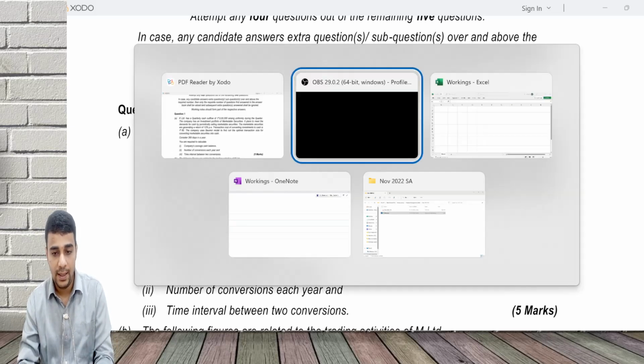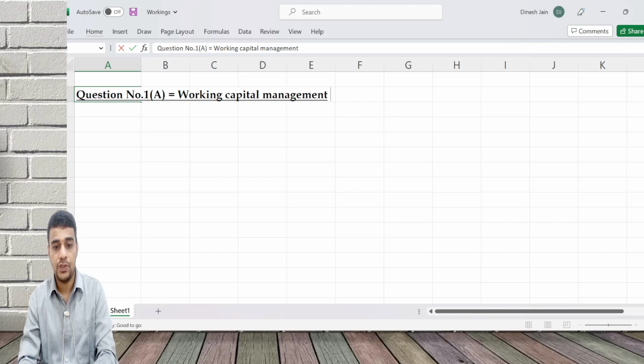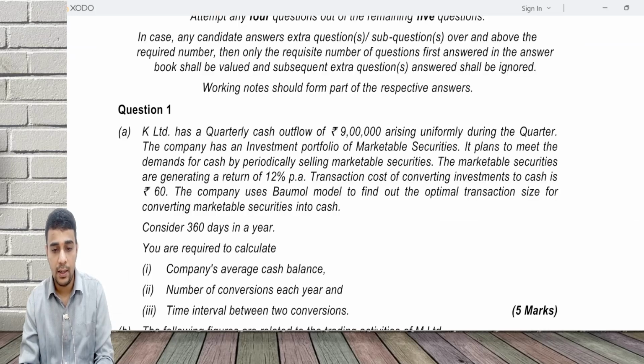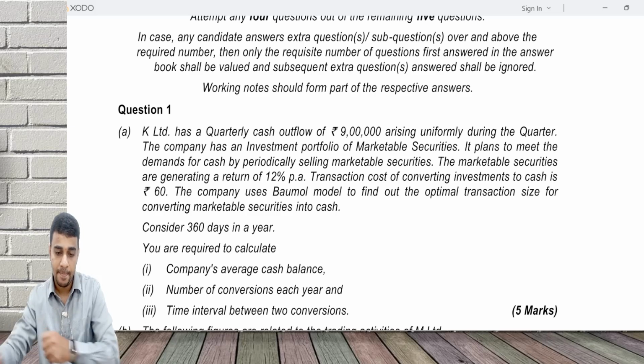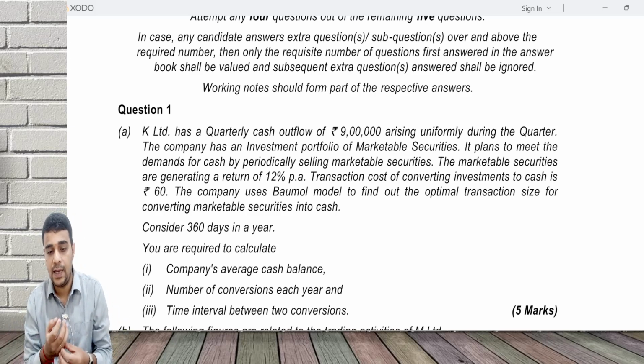So question 1A came from working capital management. In that, we have something called Baumol's model of cash management. This is not a new problem. It is there in our class material as well. Obviously, in the question, they added a few more extra things, but this problem is there in our class material. So let's discuss this now.